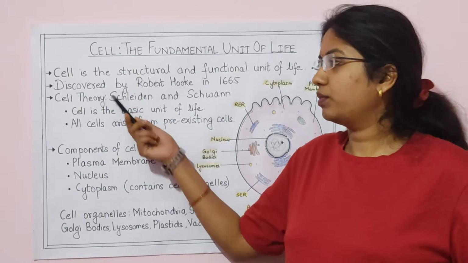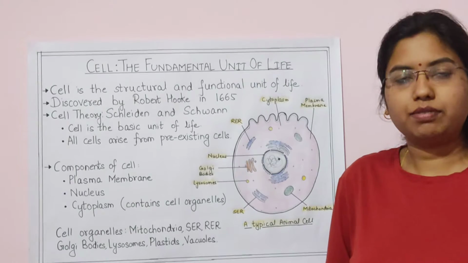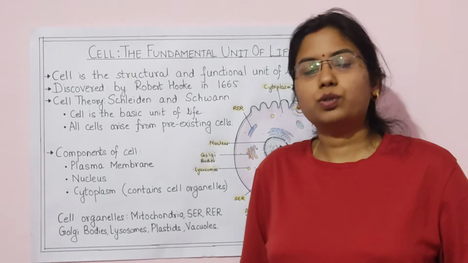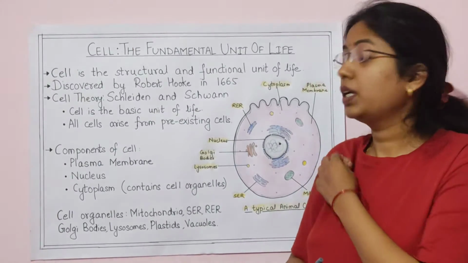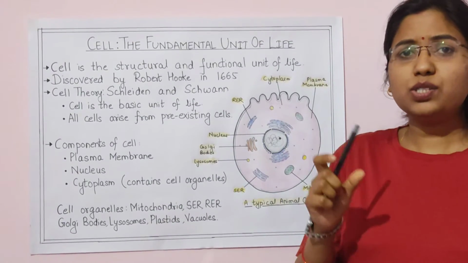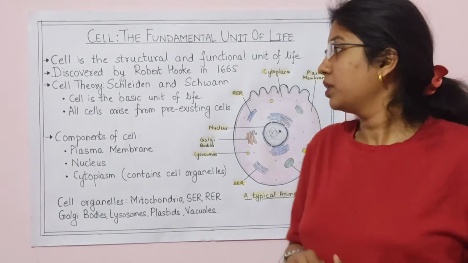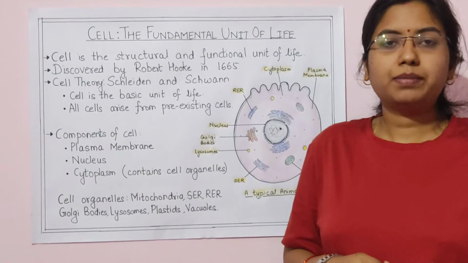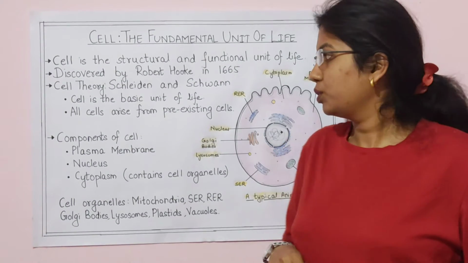Now we come to the discovery. Cell was discovered by Robert Hooke in 1665. He took his primitive microscope and observed a thin slice of cork under his microscope. And what he saw were honeycomb-like structures or compartments. So he named these compartments as cell. Cell in Latin means a small room.